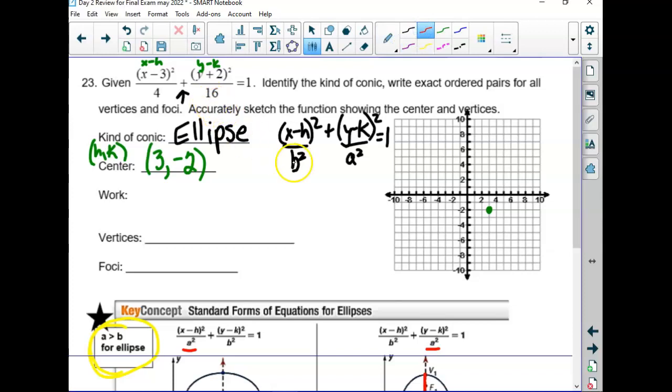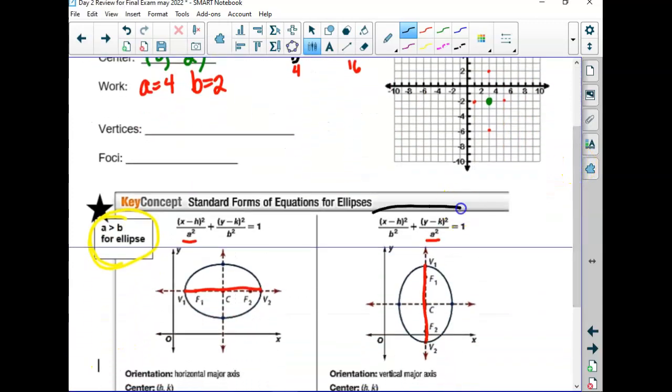And then a squared is 16 and b squared is 4. So a would be the square root of 16 or 4. And b would be the square root of 4 or 2. Now, the concept is that because the a was under the y, you're going 4 units up and 4 units down. And then b was underneath the x, and b squared was 4, but b was 2. So you're going 2 units left and 2 units right. But there are formulas on your sheet that will help you find those.